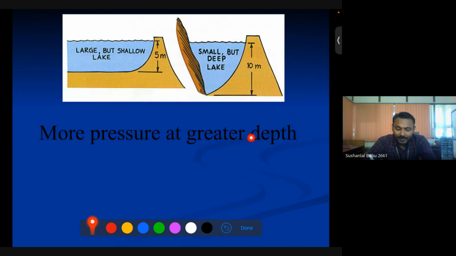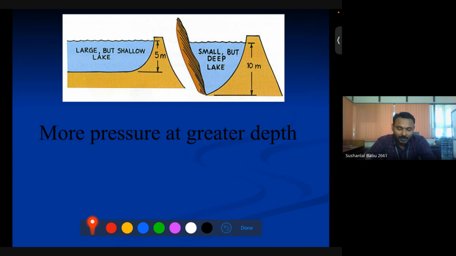Here, there is more pressure at greater depth. Here is the same quantity of water in a shallow lake, with only 5 meter depth. What is the pressure felt at this point? It will be rho into g into the height of 5 meter. But take the same quantity of water in a deeper lake. What will be the pressure exerted here? It is the same quantity of water, but that doesn't mean the pressure will be the same. No, it depends upon the height. Since it is 10 meter below the free surface, the pressure will be larger here for the same quantity of water, because it depends upon height.